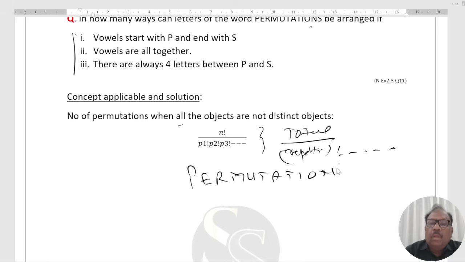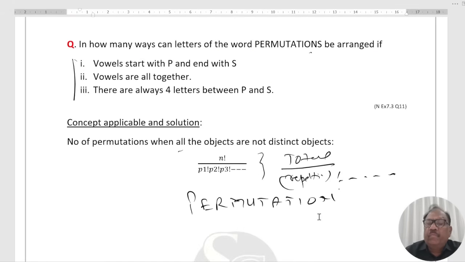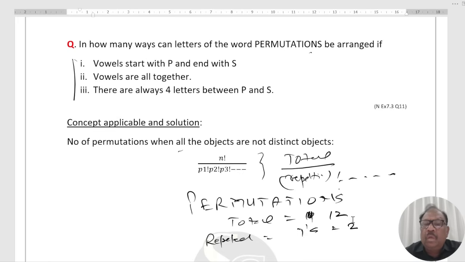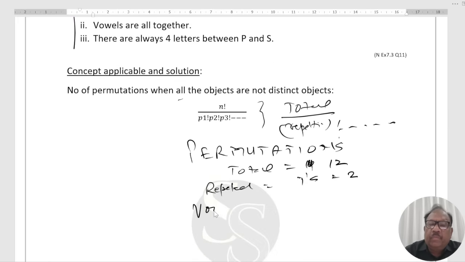Now the word permutation: 1, 2, 3, 4, 5, 6, 7, 8, 9, 10, 11, 12. Total 12. Repeated: T is 2. All others are single. Vowels are A, E, I, O, U. 5 letters. All the 5 vowels are there.